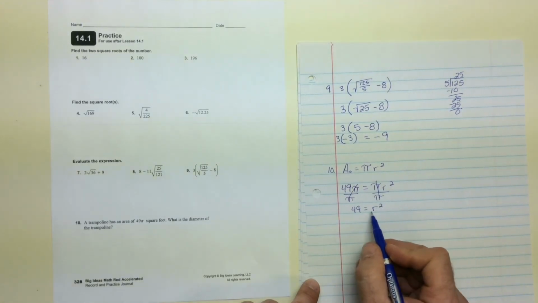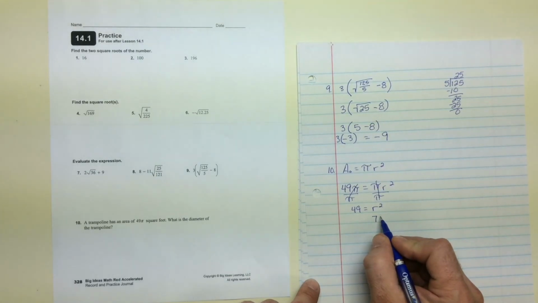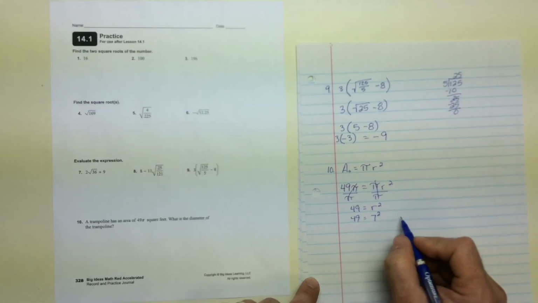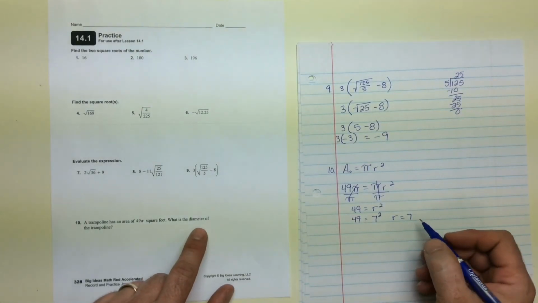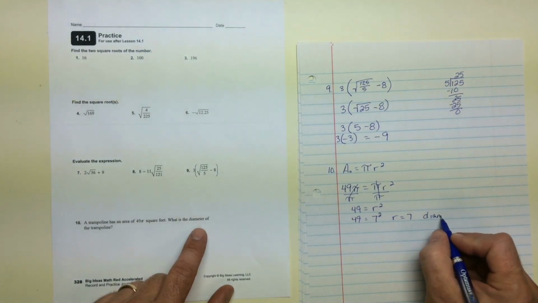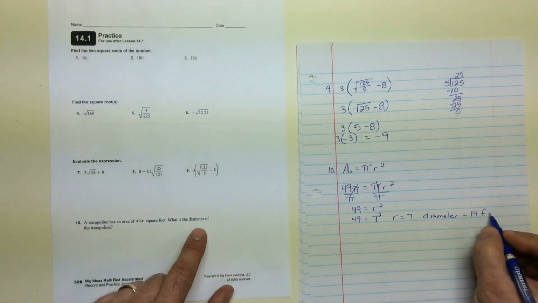Well, what squared equals 49? 7 squared equals 49. So r equals 7. Now I know the radius is 7, and then the diameter equals 14, because it's twice the radius.